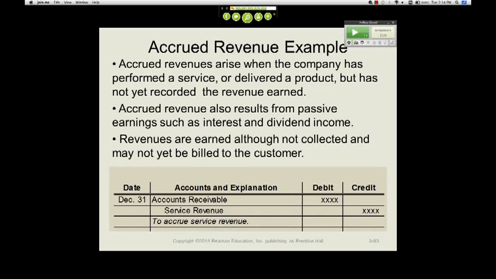Example, you provided services, you didn't send out the bill, right? You provided services, didn't send out the bill. Or it could be passive income like interest. You got interest accruing in the bank, you didn't get your bank statement yet. The bank statement comes in, and you know you earned some revenue. Okay.